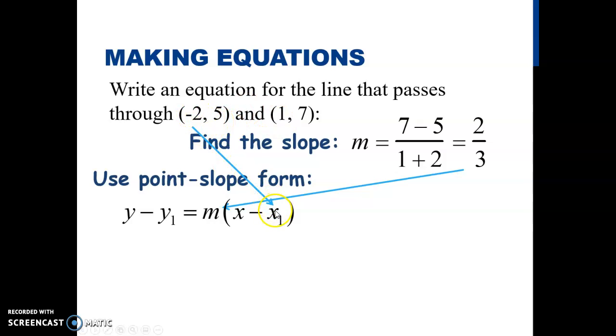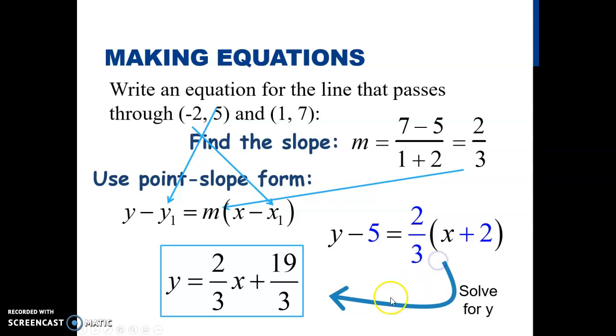So I'm going to plug that x value in there. I'm going to plug the y value in. And that's what we're seeing here. I got my 2/3 slope, my x value plugged in there, my y value. And so now the next thing to do is just simplify this. So let's expand that 2/3 through and then bring the 5 over to the other side. So 2/3 times x right there. 2/3 times 2, that's a +4/3 plus 5. 5 is the same thing as 15/3, and that's where you're seeing this 19/3, 4/3 plus that 15/3.